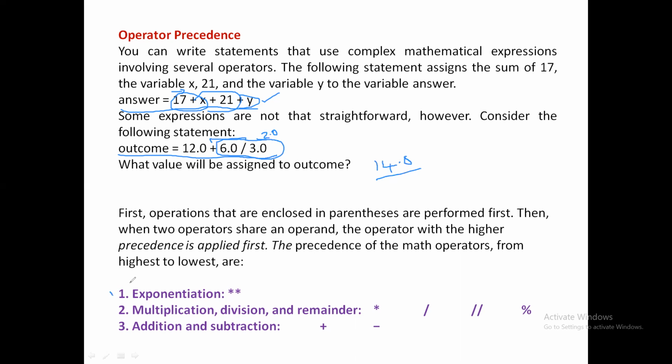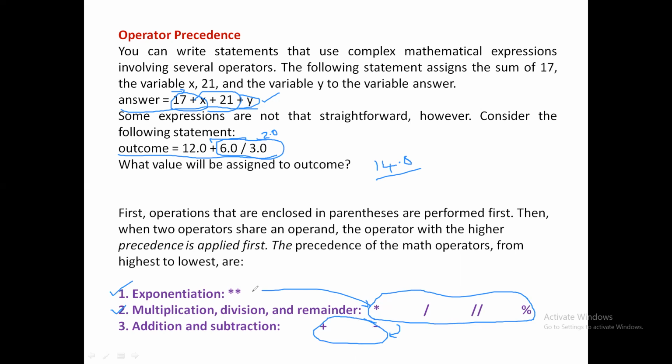Highest precedence goes to the exponential operator, and then multiplication, division, and remainder. These operators have equal precedence, but next to exponentiation. So these four operators have less precedence compared to exponentiation, and when you compare the precedence levels of these four, they are equal. Finally, plus and minus, the addition and subtraction operators, have less precedence compared to multiplication, division, and remainder, and plus and minus have equal precedence.